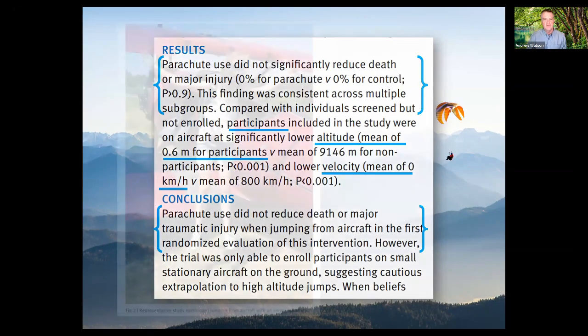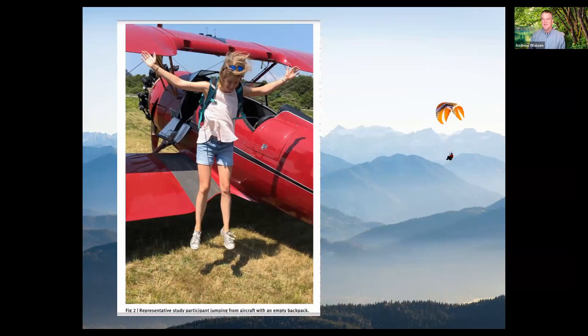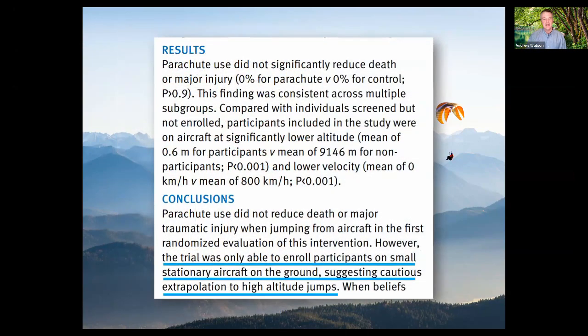So the study actually includes a photograph. This is what they did. When participants jumped from this wearing either a parachute or a weighted backpack, literally no one was injured. Literally no one was killed. So in this set of circumstances, it is true that the parachutes didn't make any difference. But as the researchers themselves said, the trial was only able to enroll participants on small stationary aircraft on the ground, suggesting cautious extrapolation to high altitude jumps.